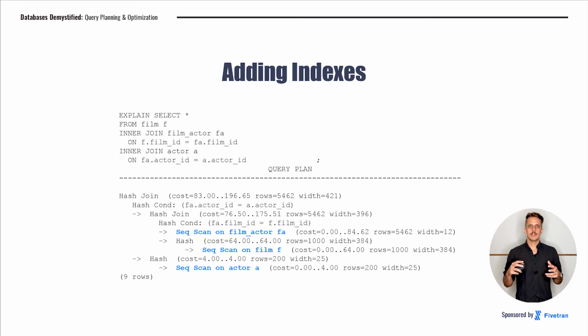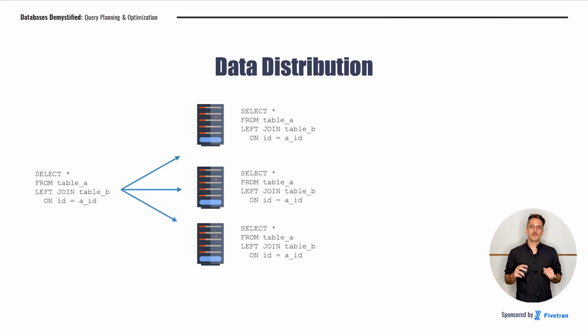When we see something like this, it often means that we can speed up the relevant query by adding indexes to our database, so the query planner can use a more efficient process for performing the join. If you don't know much about indexes, you should go check out our other episode on indexes and learn all about them. The last important thing to know about optimization is data distribution.